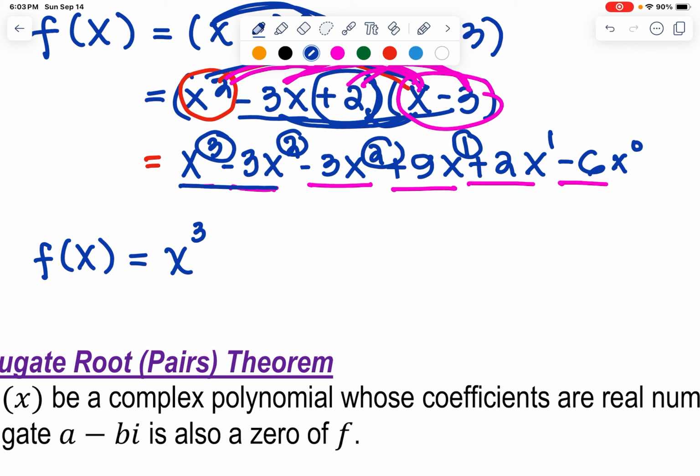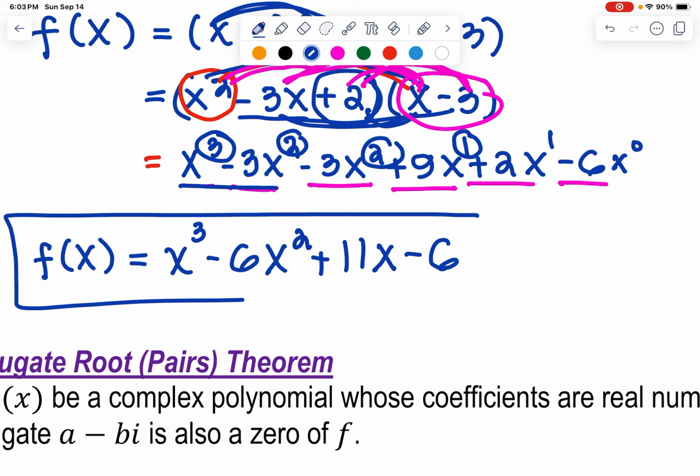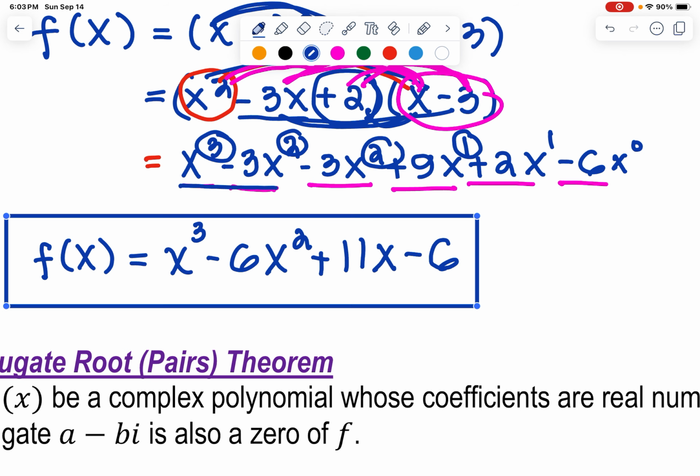All right, back to what I was doing. A negative 3x squared and negative 3x squared is a negative 6x squared. A 9x and a 2x is 11x. And then a negative 6 is my constant, and there's my polynomial function. Voila.